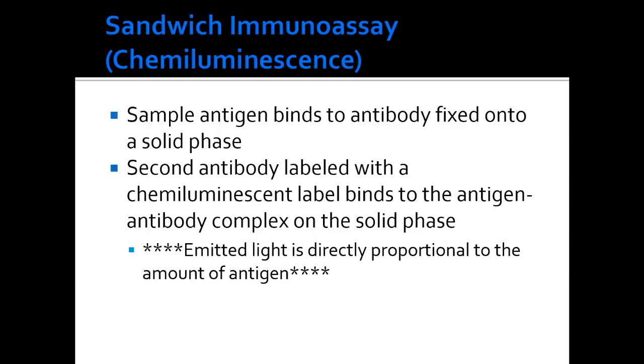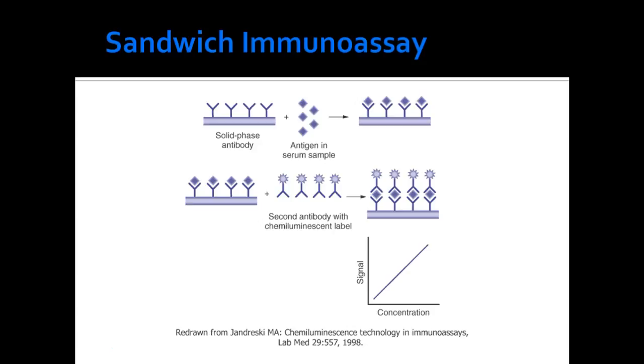Now the sandwich has an additional step to this. This is where a sample antigen binds to an antibody fixed to a solid phase. The second antibody, labeled with the chemiluminescent label, binds to that antigen-antibody complex, and the emitted light is directly proportional. So where the other one was indirect, this one's going to be direct.